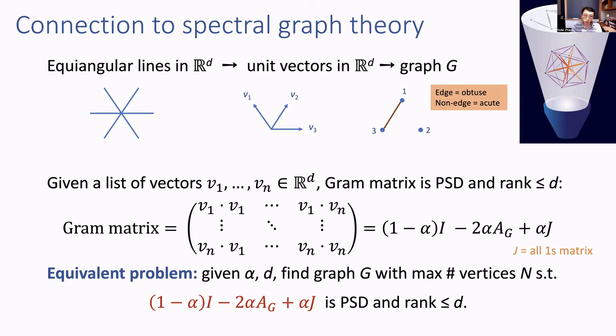And so whereas we started with a problem about equiangular lines, it turns out to be equivalent to the following problem about graphs. Given alpha and d, some parameters, we wish to find a graph G with a maximum possible number of vertices n, such that this matrix here is positive semi-definite and has rank at most d. Given a configuration of equiangular lines, we can find a graph, as I told you, satisfying these properties. But conversely, if you have a graph satisfying these properties, you can factorize the Gram matrix to recover your geometric configuration.